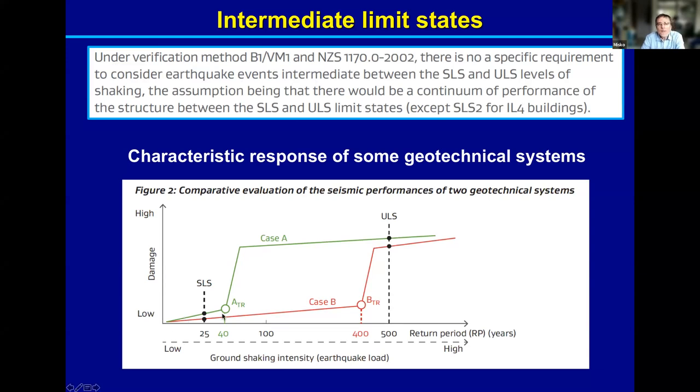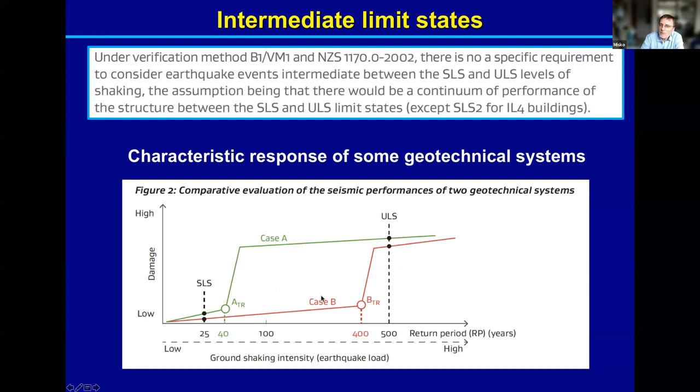And there are a couple of cases presented here, case A, or system A, if you like, and system B, which are showing different types of responses, obviously. However, at SLS, the performance is very similar, and also at ULS, the performance is quite similar. So if you consider SLS and ULS in isolation, you might conclude that the performance of these two systems is going to be nearly identical, whereas clearly it is quite different because the onset of damage for case A is much earlier, at 40-year return period, as opposed to case B.